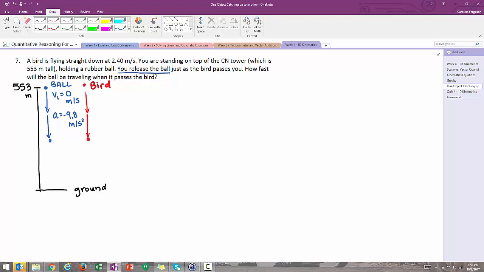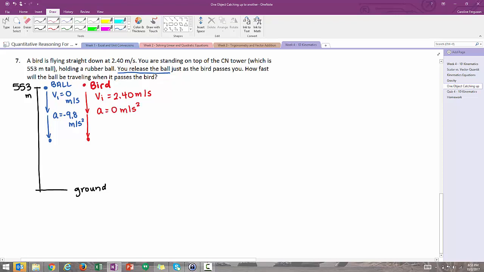Okay, let's move on to the bird. So the bird begins, it tells you the bird is flying down at 2.40 meters per second. So that's the initial velocity of the bird, 2.40 meters per second. But it just tells you that it's flying straight down at that speed. The bird's flying, not falling, so it's not falling due to gravity. It doesn't have that acceleration of negative 9.8. It's just flying down at that constant speed of 2.40 meters per second. So since the speed is constant, we know that the acceleration then would be 0.